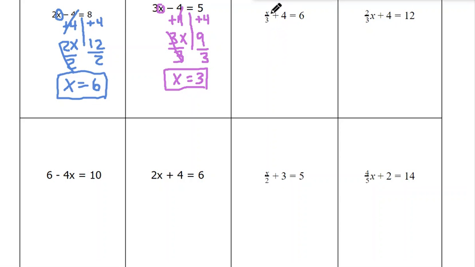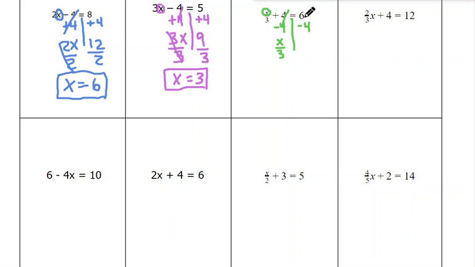In this example, I have x divided by 3 plus 4 equals 6. My whole goal is I want to get this x all by itself. I want to get rid of the number that's not next to the x first, which is this plus 4. The opposite of that plus 4 is a minus 4. That gets rid of that, so I'm left with x over 3 on my left side. Whatever I do to my left side, I have to do to my right side because it's an equal sign.